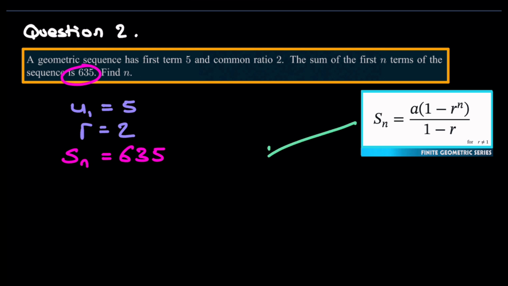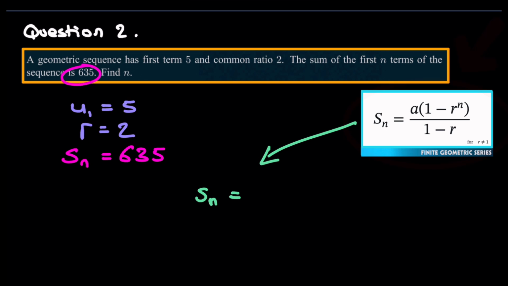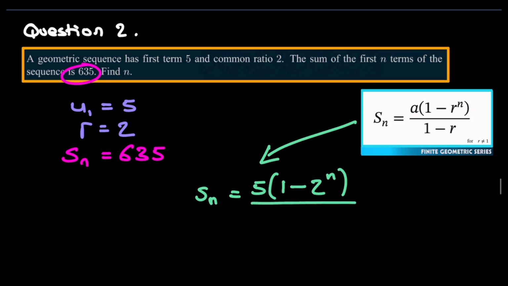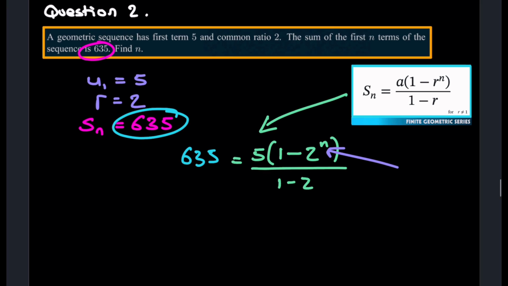Let's plug in what we know into this formula. So Sn, so let's write that down, is equal to a, which is the first term, which is 5, 1 minus 2 to the n, close brackets, over 1 minus 2, right? Remember, they've given us Sn in the question, so that's 635. And we need to now know what value of n do we get to such that the sum is equal to 635. So what we can do here is we can do a little bit of rearranging.